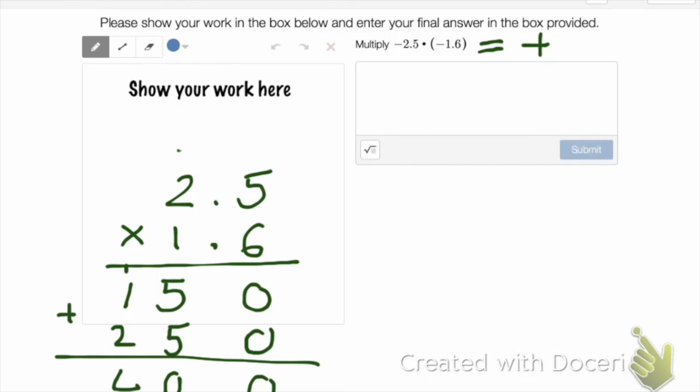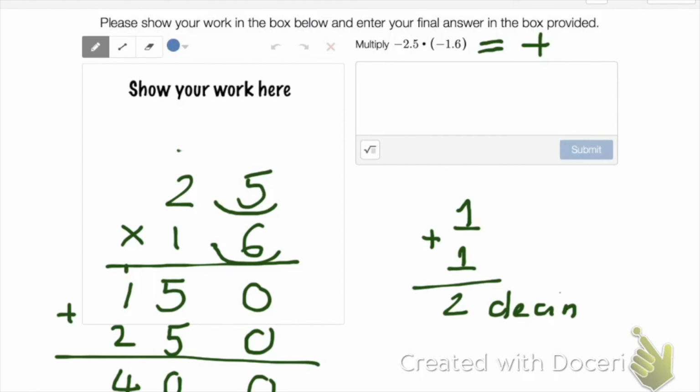Plus 2 is 4. Okay, so let's count how many decimals I have for the first one. 1. The second number, I have 1 decimal. So 1 plus 1 is 2. So my final answer needs to have 2 decimal places. So let's move the decimal 1 time and 2 times. So my final answer will be 4, positive.